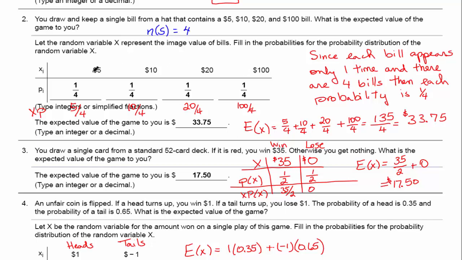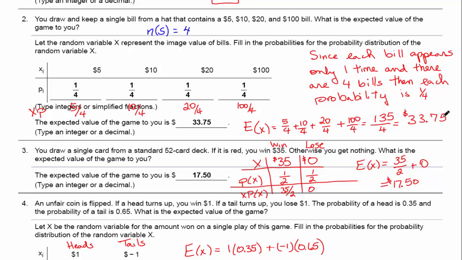And so what's the probability that I pick a 5? Well, there's only one 5 in there, so 1 out of 4. The $100 bill, similarly, 1 out of 4. So to get the expected value, I make one more row, multiply together the corresponding x and probability. So 5 times 1/4, 5/4, 10/4, 20/4, 100/4, add them all up, and I get 33.75.